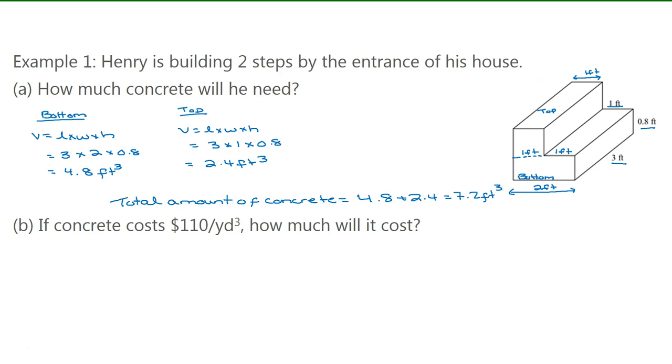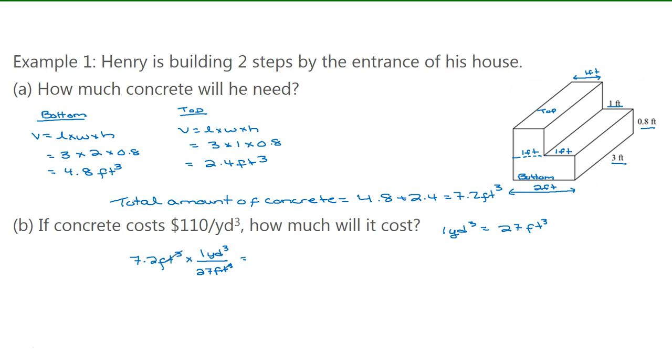Now B says, if concrete costs $110 per cubic yard, how much will it cost? Well, we just found the volume in cubic feet, so we're going to have to change that to cubic yards before we find the cost. Now, we learned in a previous section that 1 cubic yard is equal to 27 cubic feet. So we'll use that conversion to help us change 7.2 cubic feet into cubic yards. We'll put 27 cubic feet on the bottom, so the units will cancel, and 1 cubic yard in the numerator.